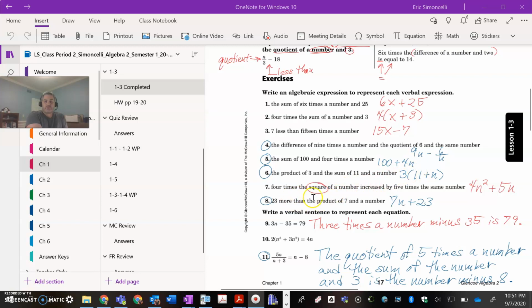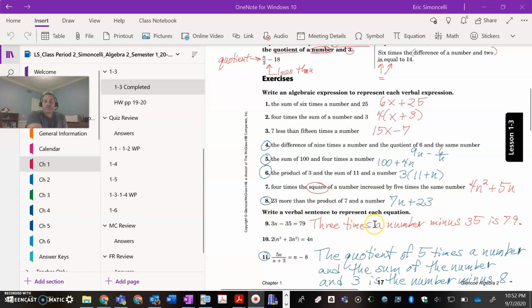4 times the square of a number increased by 5 times the same number. So when we talk about the square of a number, you're going to have to use an expression to the second power. It's 4 times the square of a number, so 4 times, you don't see the times symbol, but it's 4n and then the quantity squared. Increased by, that means you're adding, and then what? 5 times, so 5 and then the same number n, so 4n squared plus 5n.